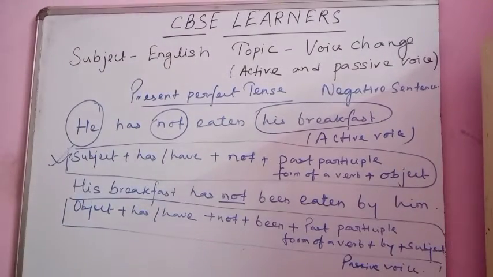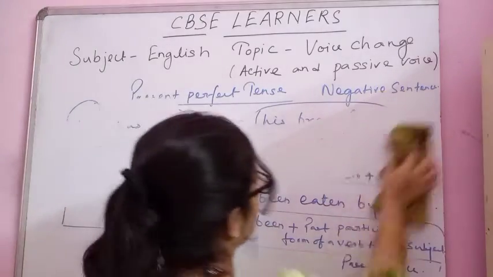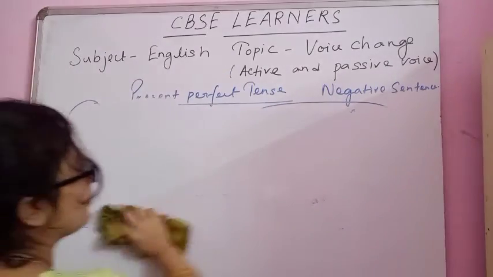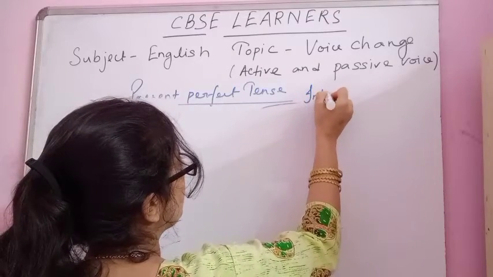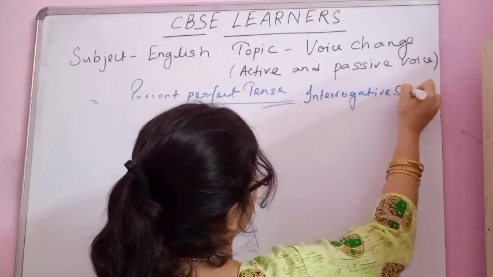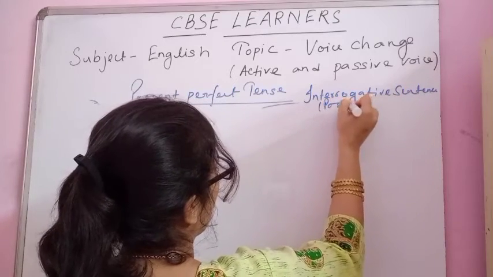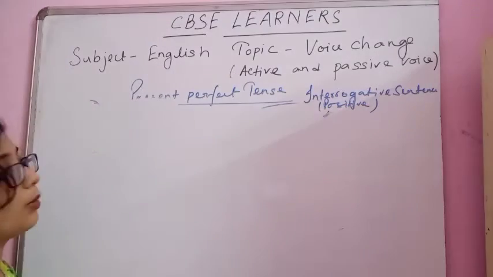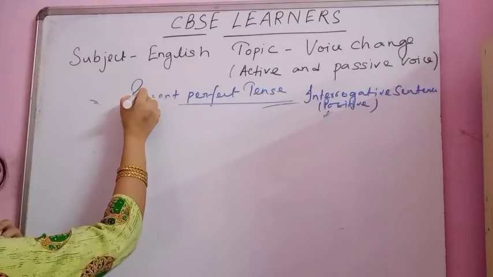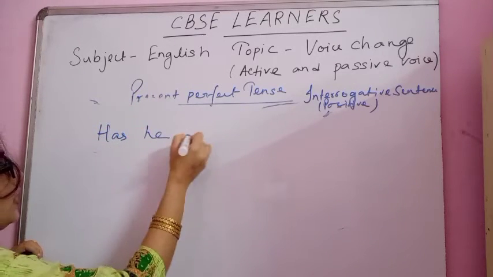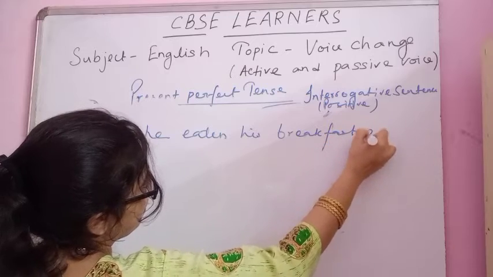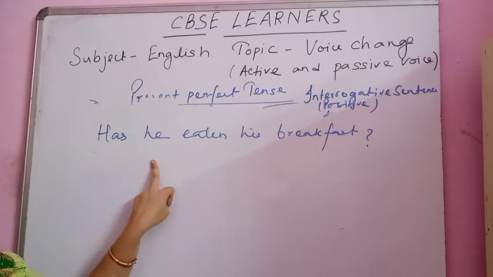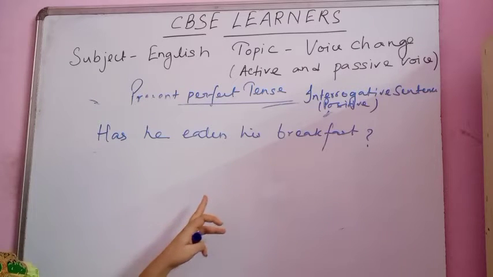So what will be the interrogative sentence? We know that it will start with has or have depending on the subject. So let's take one example in case of interrogative sentence. The first one will be positive, or affirmative or positive interrogative. Let's take one example. Same. Has he eaten his breakfast? Question mark. So we can see that here the focus is on he, but it is in the form of a question. Has he eaten his breakfast?